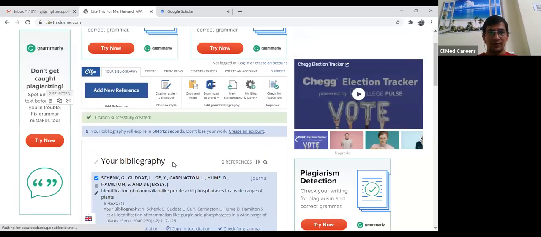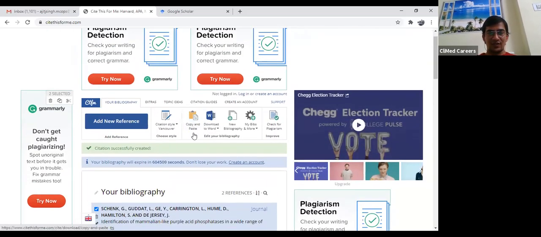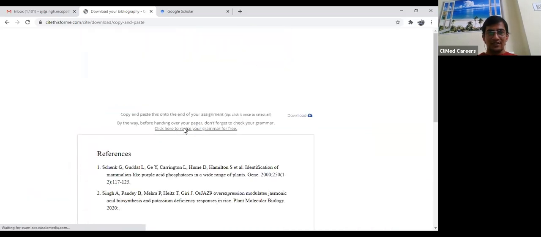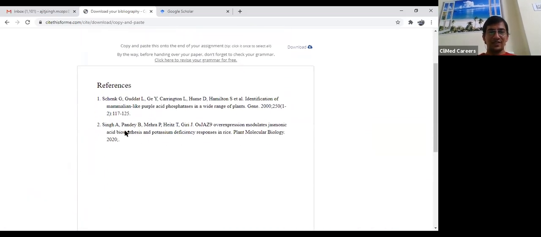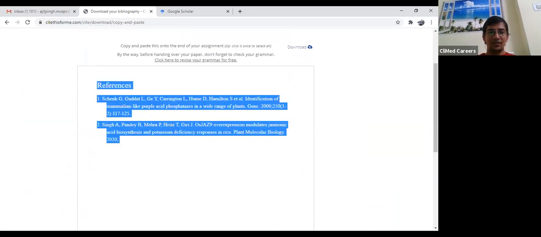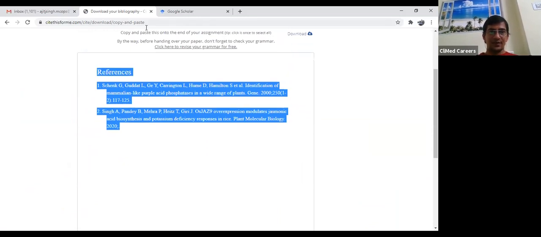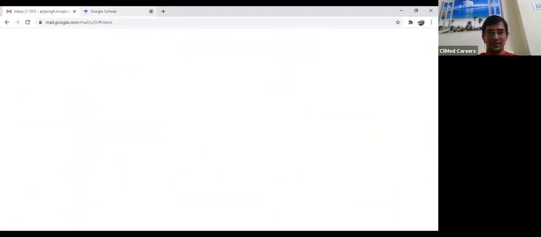You can take your bibliography here, you can come here, you can check here, copy and paste. You can follow my cursor, copy and paste. Yes, so see, it will come like this. Your number one was this, number two was this, right? You got your article, you can copy and paste in your Word file. Got it? It is very simple, right guys?